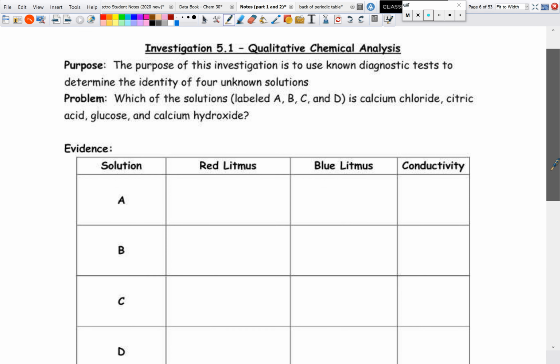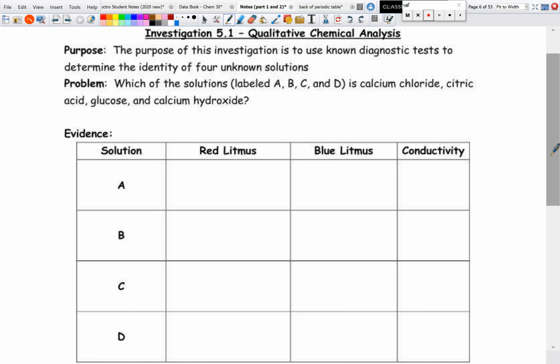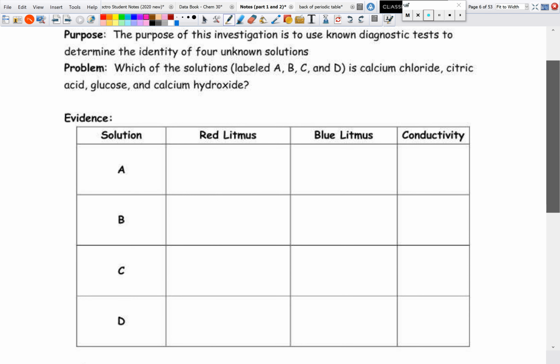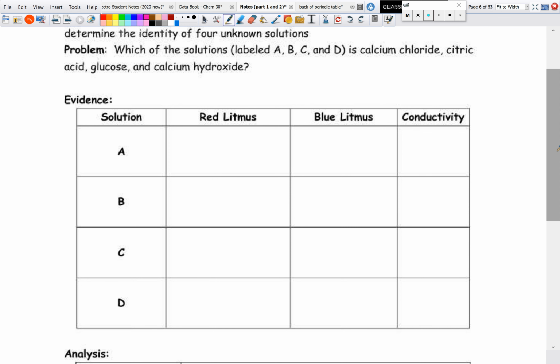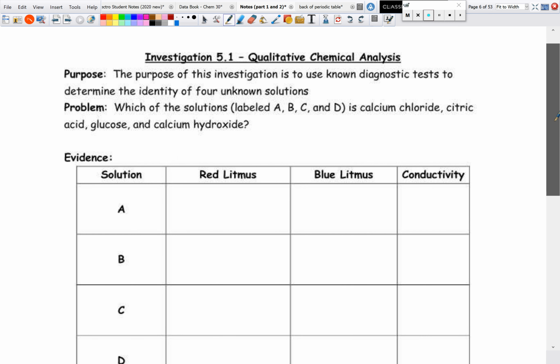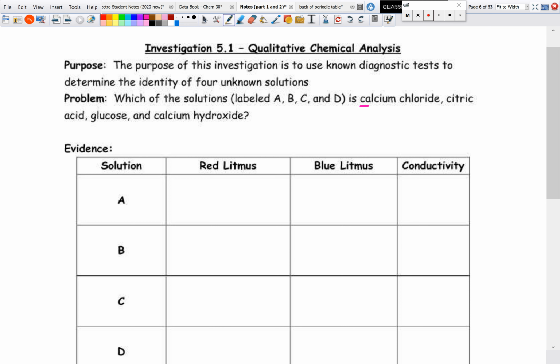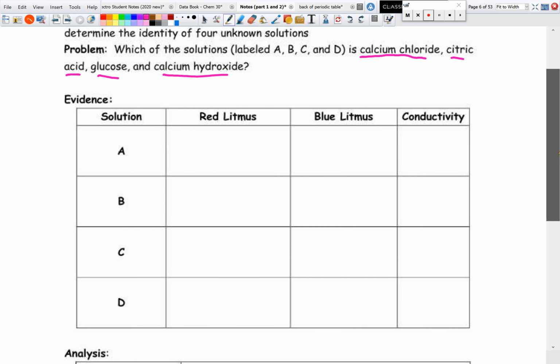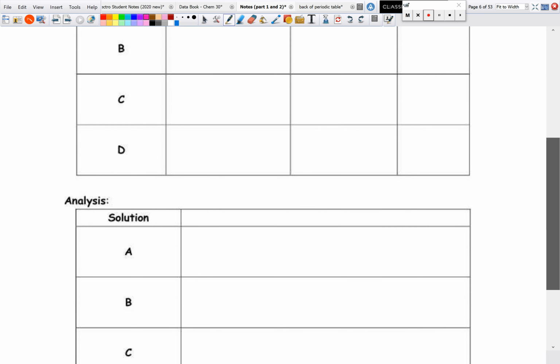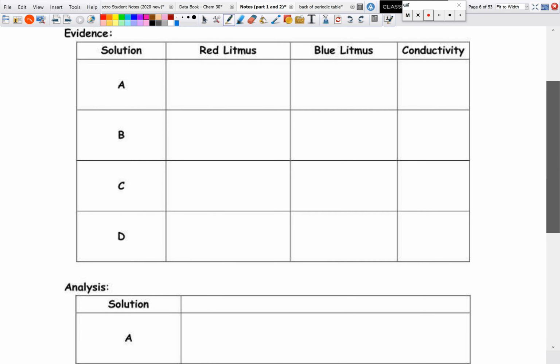All right, now for this right here, normally this was an activity that we did in class where I had unknown solutions for you, A, B, C, and D, where you test with red litmus, blue litmus, and conductivity, and based on those, you figure out if it's supposed to be calcium chloride, citric acid, glucose, or calcium hydroxide. We have calcium chloride, an ionic compound, citric acid, an acid, glucose, a molecular compound, and calcium hydroxide, a base. So what we're going to do here instead is I'm going to give you the evidence, and then I want you to figure out, based on these, what the solution should be.